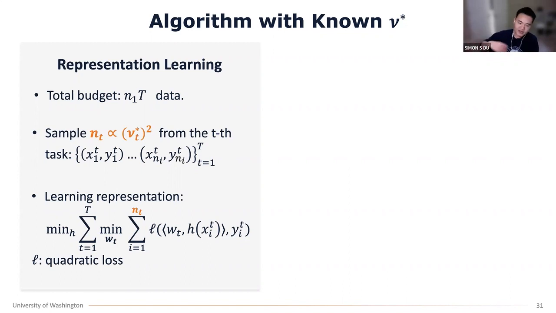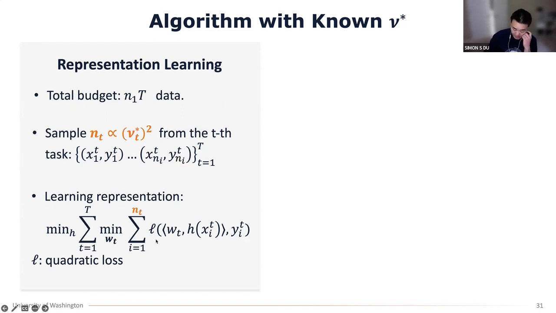It's a uniform passive sample. But here we will sample the number of data from each task proportional to this nu star square for each task. So this is kind of importance sampling, where the importance depends on this nu star. And the others are the same.